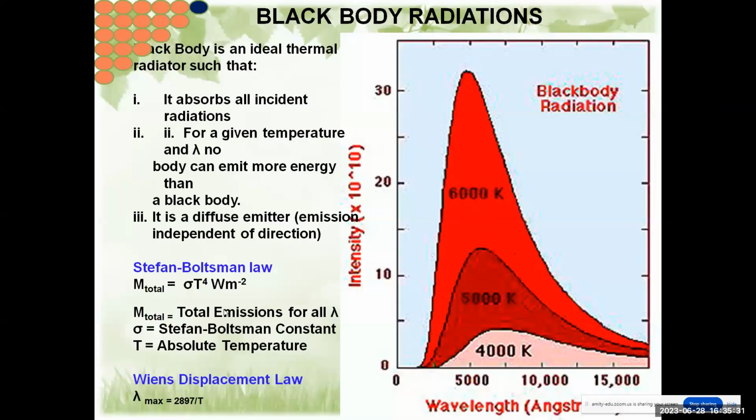Now the next one is black body radiation. Black body radiation is a fundamental concept of remote sensing. See here, this is the intensity and this is the wavelength. A black body absorbs all the incident radiation for a given temperature. See here, at 4000 Kelvin there is some reflected energy. Up to 5000 Kelvin it has reflected a small peak. But at 6000 Kelvin it has reflected all the energy. That is the concept of black body radiation.